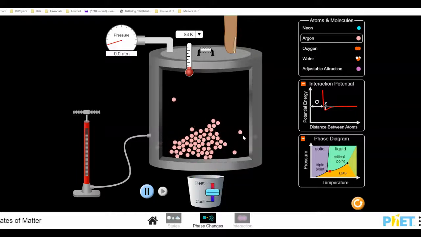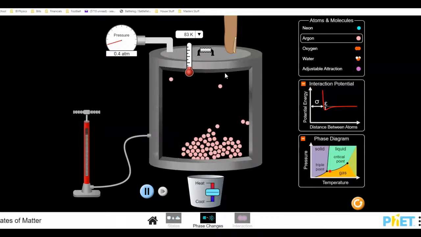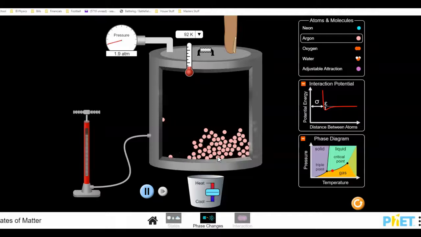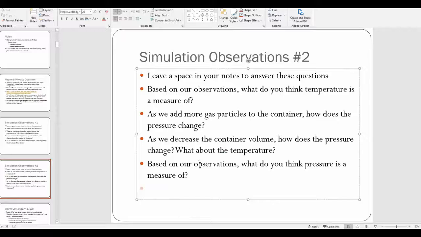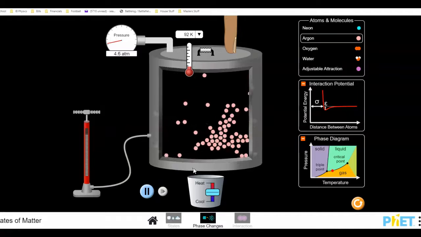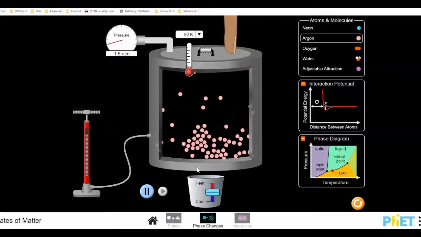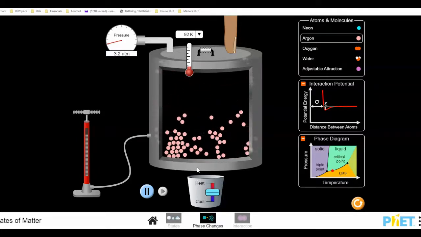Okay, so what is actually happening that's causing the pressure to go up? Well, if you look closely, you'll notice the pressure changed every time one of these atoms collided with the container walls. Okay, if we increase the temperature, we get more of those collisions. Okay, here's the answer to that last question. What is pressure a measure of? All right, well, pressure is actually a measure of the frequency of collisions that the gas particles make with the container walls. In other words, how often do those gas particles collide with the container walls? The more often they collide, the higher the pressure.